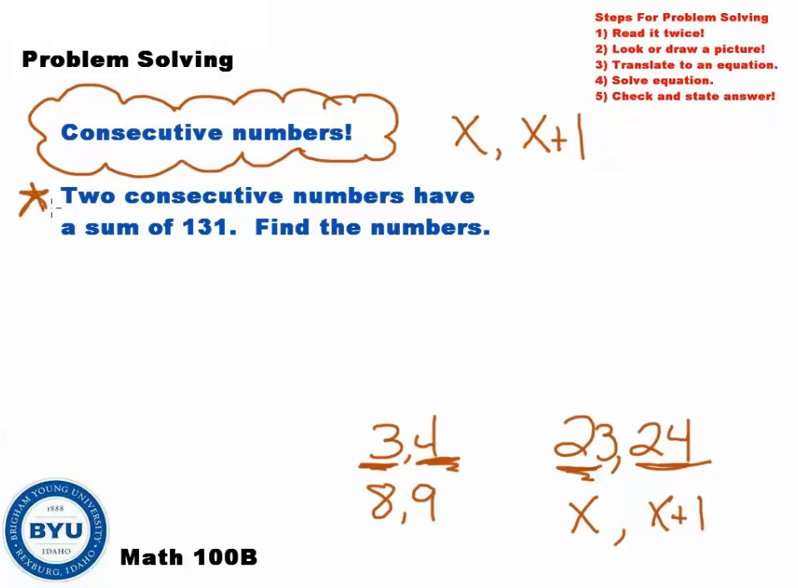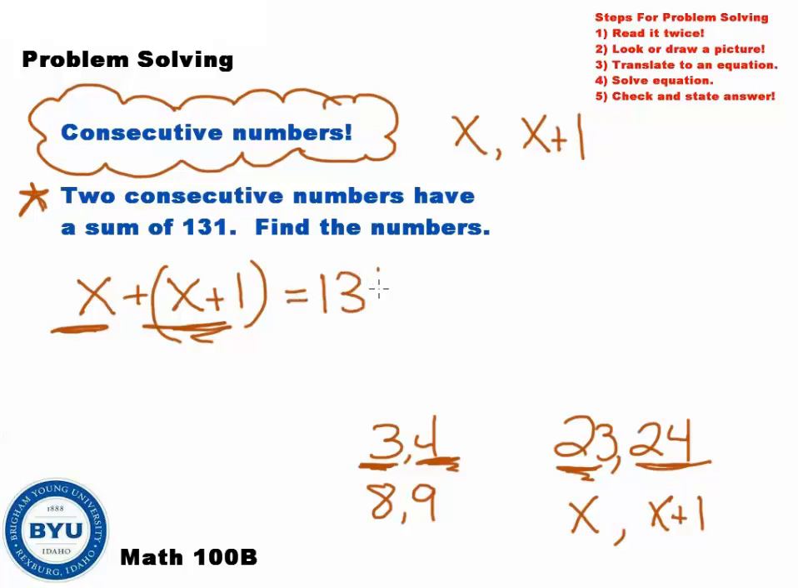So let's take a look at this problem here. It says 2 consecutive numbers have a sum of 131. Find the numbers. Okay, so sum means add. So my consecutive numbers, the first number would be x, and the next number would be x plus 1. Okay, and because it's a sum, we use addition. So again, this is the first number, this is the second number, and we know they add up to 131. Well, now we can just combine like terms and solve. x plus x is 2x, plus 1 equals 131. We subtract the 1, I get 2x equals 130.